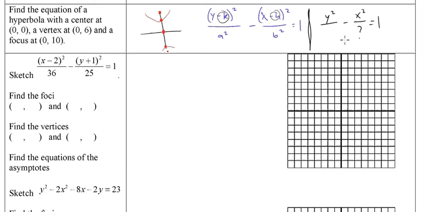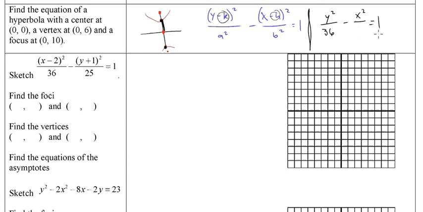Our vertex is going to be on the y, the denominator for y, since that's where we're going to find our vertices here, at (0, 6). So it's gone up 6. And so this a value squared, so divided by 36.